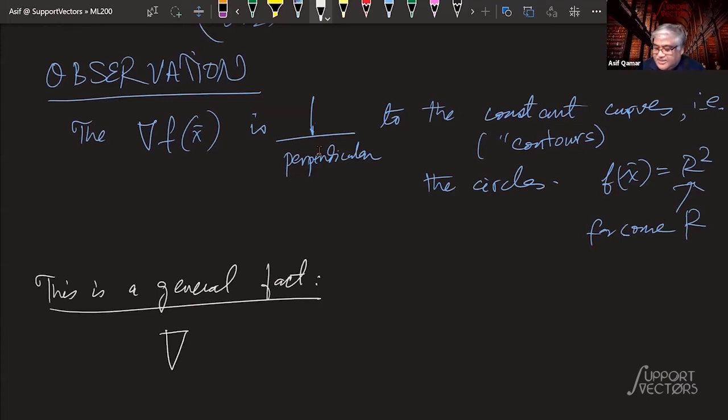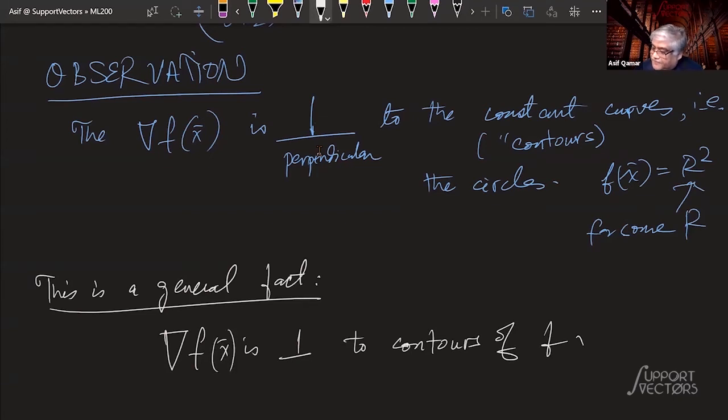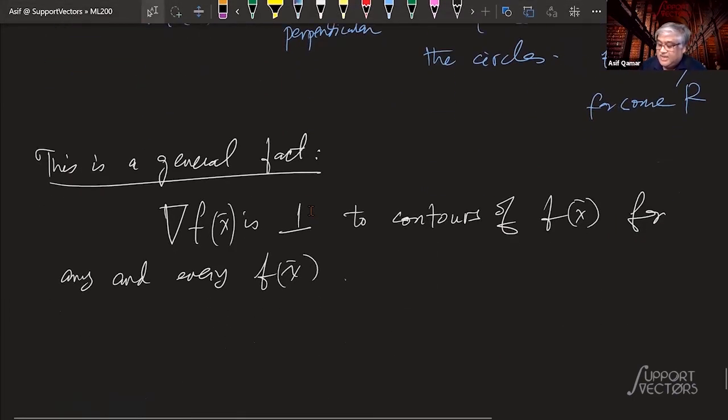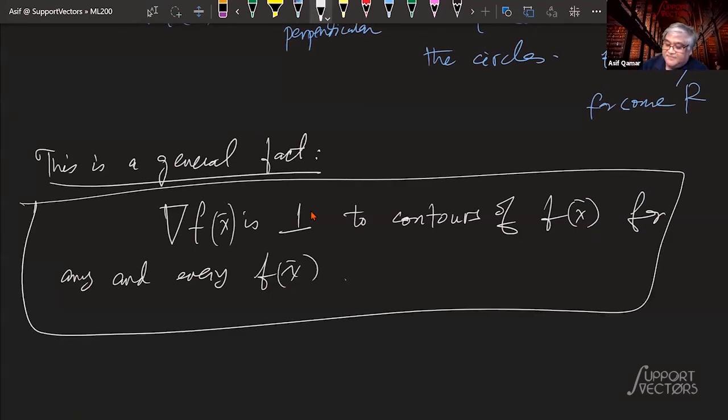Right? The gradient of f is perpendicular to the contours of f(x) for any and every function. This is a very general fact. I use the example of a circle to illustrate it, but actually this is a very general fact. It's a thing you need to keep in mind.